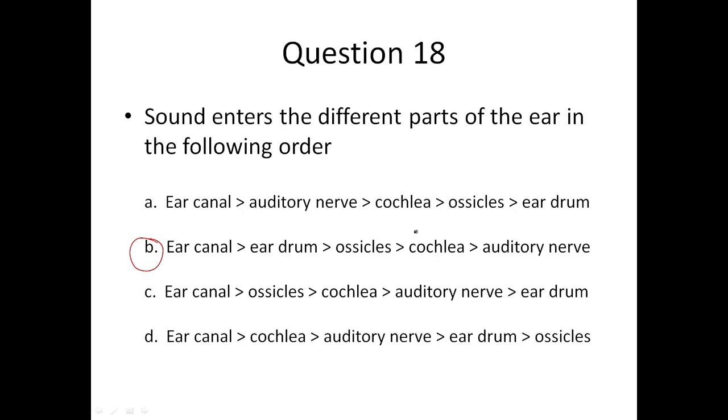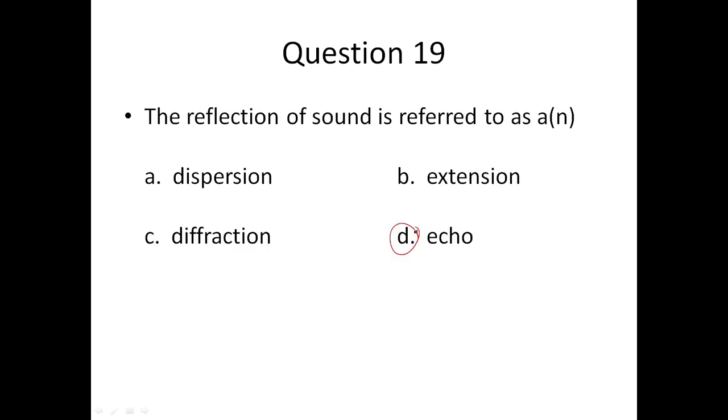Sound enters the different parts of the ear in the following order. It would be B. First it enters the ear canal, then it hits the drum, which causes the ossicles, the 3 bones in there, to move. Then you have the cochlea that filters out the message, and then the auditory nerve, which causes the sound to travel to your brain via electrical impulses. So that's the answer right there.